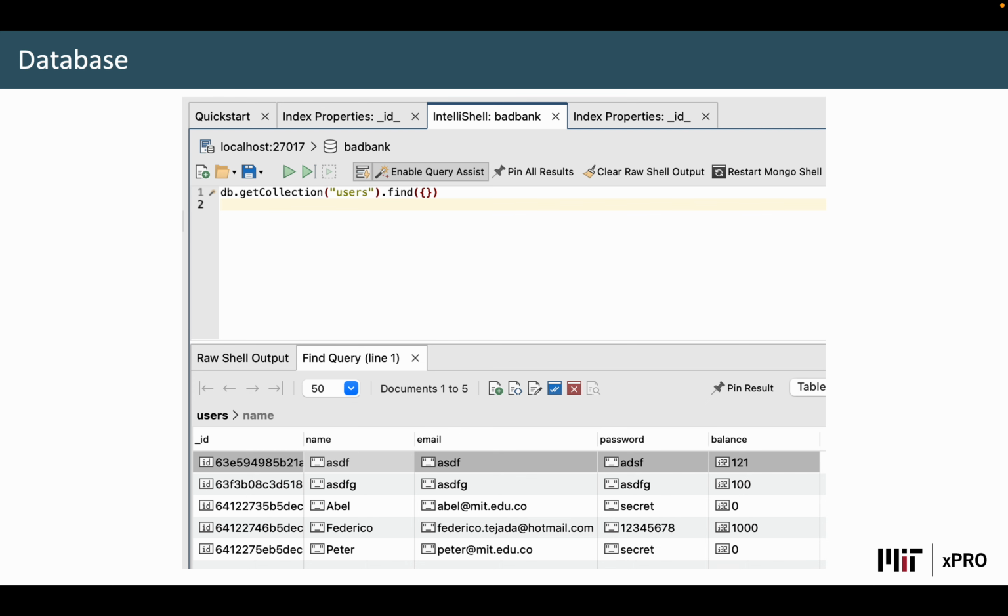The data that is persistent and stored in the database is the sample username, which is at mit.edu, also the name and password for it, and the balance as well. That's what's stored in the database.